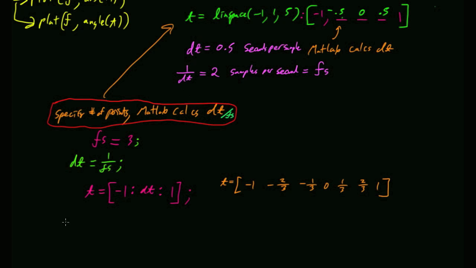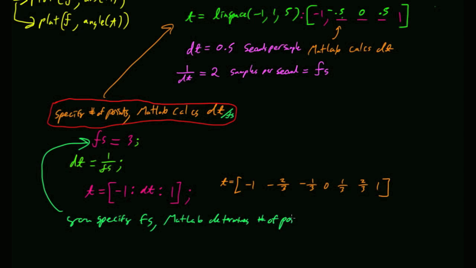Here, you specify the fs, and Matlab determines the number of points. You see the difference? Up here you say, I want 5 points. Matlab says, sit tight, I'll figure it out for you. Down here, you say, I want a sampling frequency of 3. Matlab says, sit tight, I'll figure out how many points that's going to require. So here you specify the number of points, here you specify the sampling frequency.